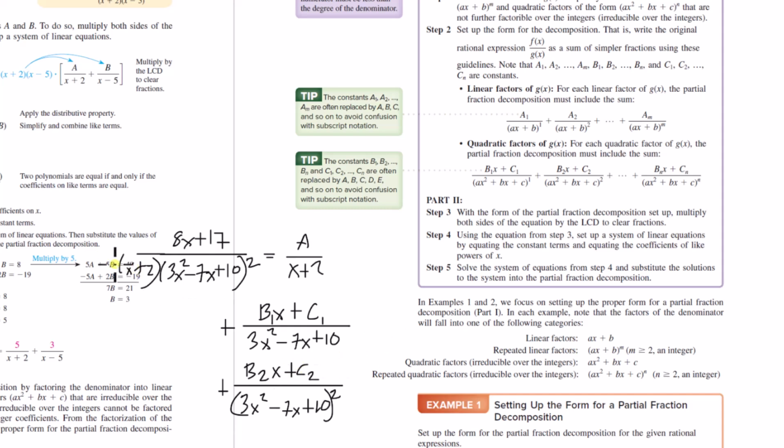Also note, if this was 3x plus 2, then you just write out the linear factor that way. Remember, a linear factor is ax plus b. You could have a coefficient that's not equal to 1 here. And that's it.